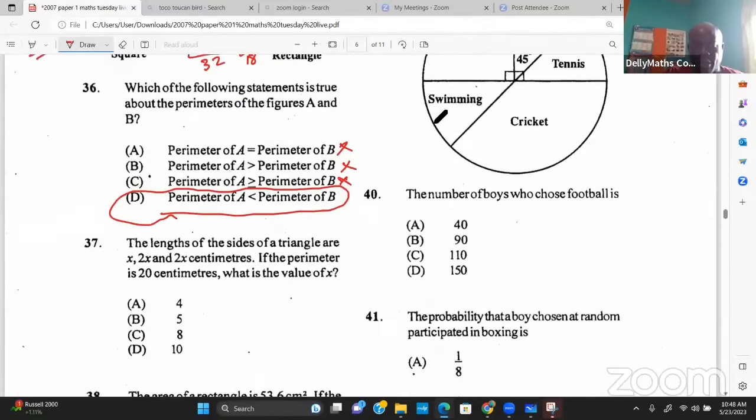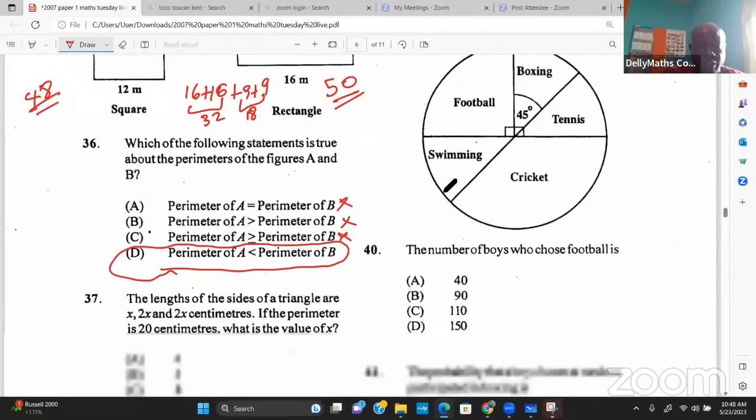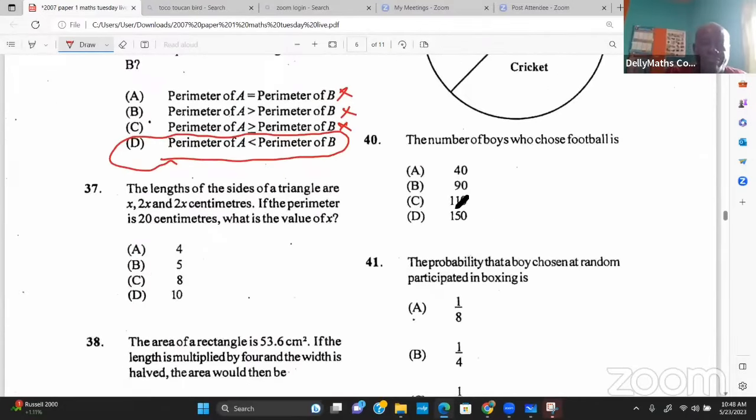All right. I'm going to go 37, and then I go back to 40. We're going to go 40 to 42 after that. So 37. I might go 37, 38, 39 as well. So let's go. 37. The length of the sides of a triangle are as follows. So why not just drop your triangle, your scaling triangle?